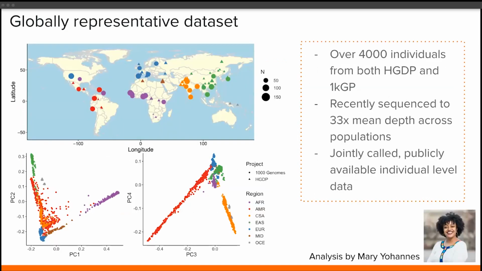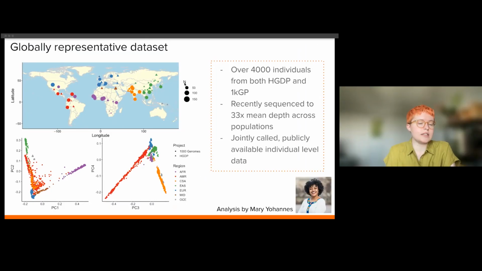So here we can see a map showing where the samples were collected across the two projects, as well as a PCA plot, principal components analysis plot. And here is the number of samples. And in the PCA plot, as well as the map, the circles correspond to the 1,000 Genomes project, and the triangles correspond to HGDP, and they're colored by geographical region here.